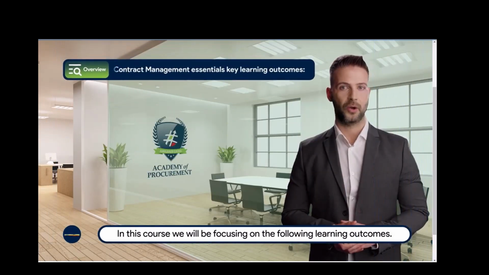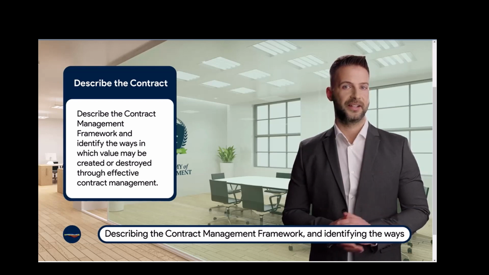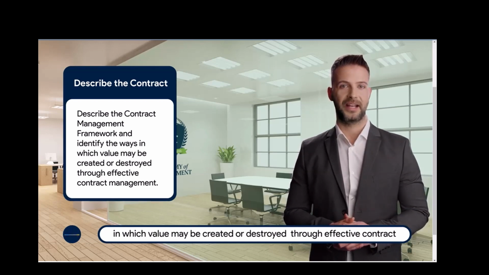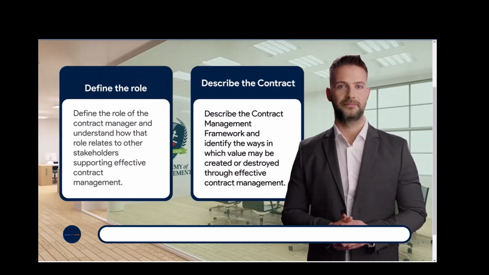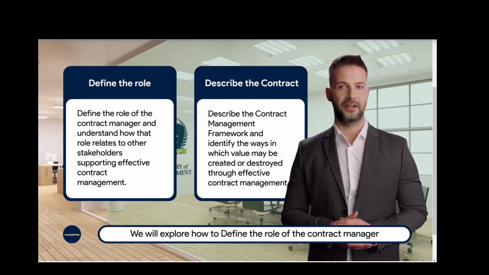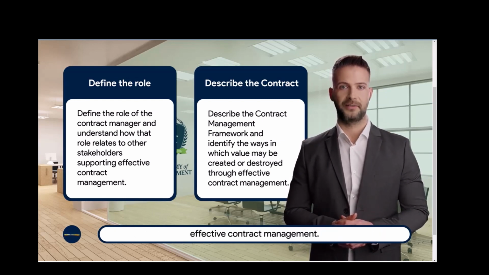In this course, we will be focusing on the following learning outcomes: describing the contract management framework, and identifying the ways in which value may be created or destroyed through effective contract management. We will explore how to define the role of the contract manager, and understand how that role relates to other stakeholders supporting effective contract management.